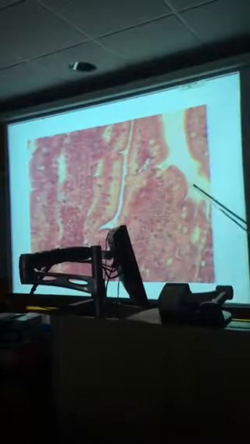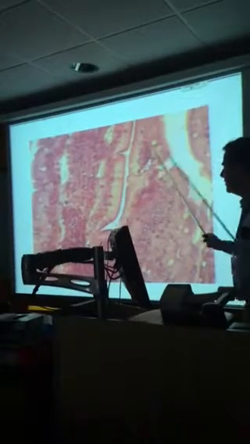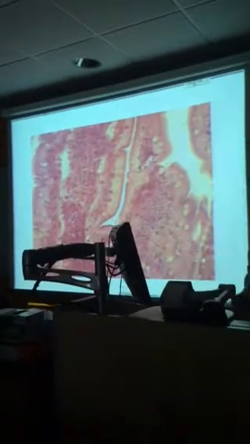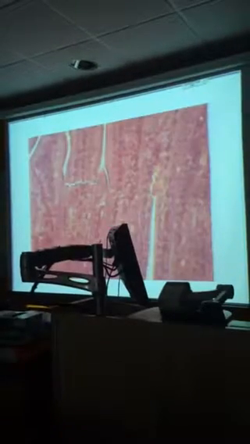Okay? And these, of course, are the goblet cells. And you can see kind of that fuzzy border there. That is what we call the brush border. Brush border. Okay, like a brush. Because that's what they look like.